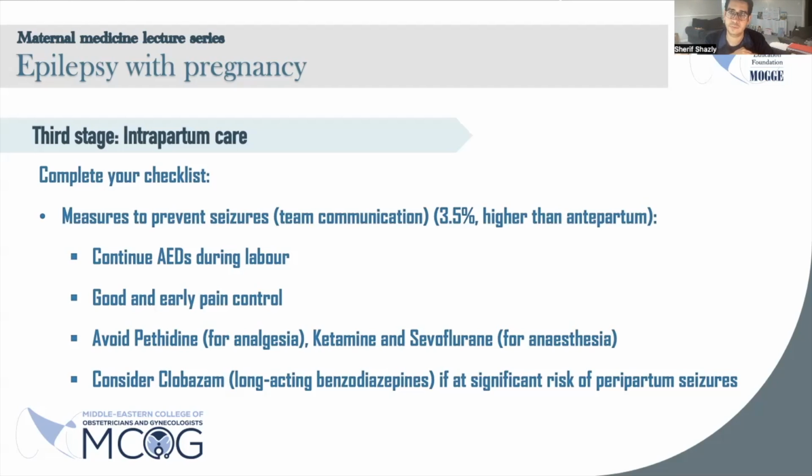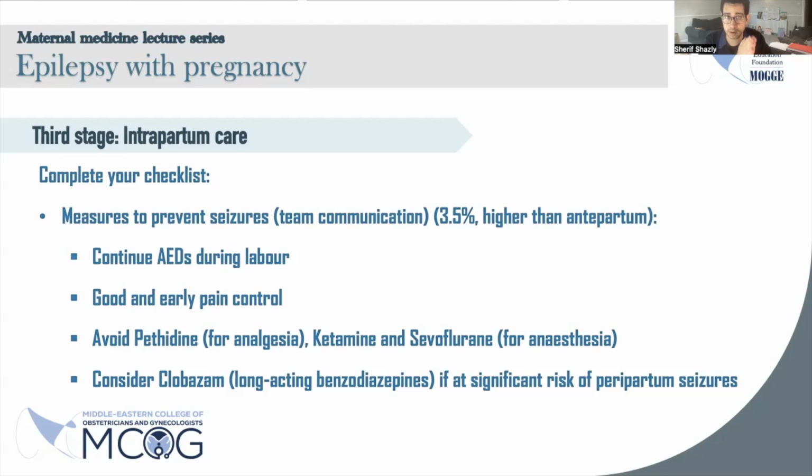And the other thing, and this definitely should be arranged with the neurologist. So if the patient is known to have epileptic seizures, like she's high risk, she has had epileptic seizures during pregnancy, and you know that she will likely have seizures at the time of labor, then it's important to consider a long-acting benzodiazepine. Clobazam is one of the medications, and it's not necessarily that you be proactive and ask for that, but you can speak to the neurologist.